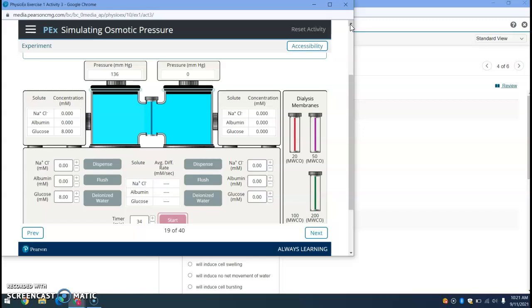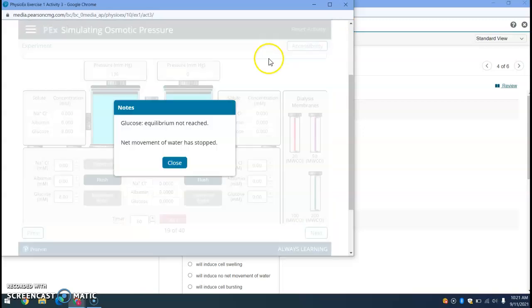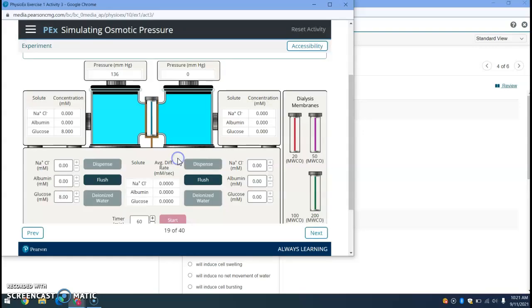So glucose is a larger molecule than sodium, and it's obviously larger than the 100 molecular weight size pores in the membrane, because the pressure increased in the left beaker. And that pressure is increasing because there's glucose over here in the left beaker that can't get over into the right beaker. So water is moving from the right beaker into the left beaker and increasing the pressure.